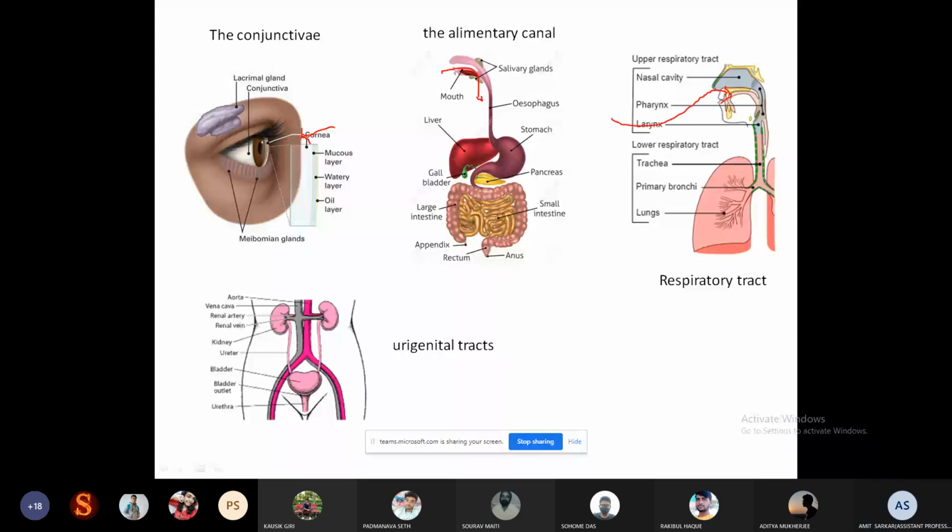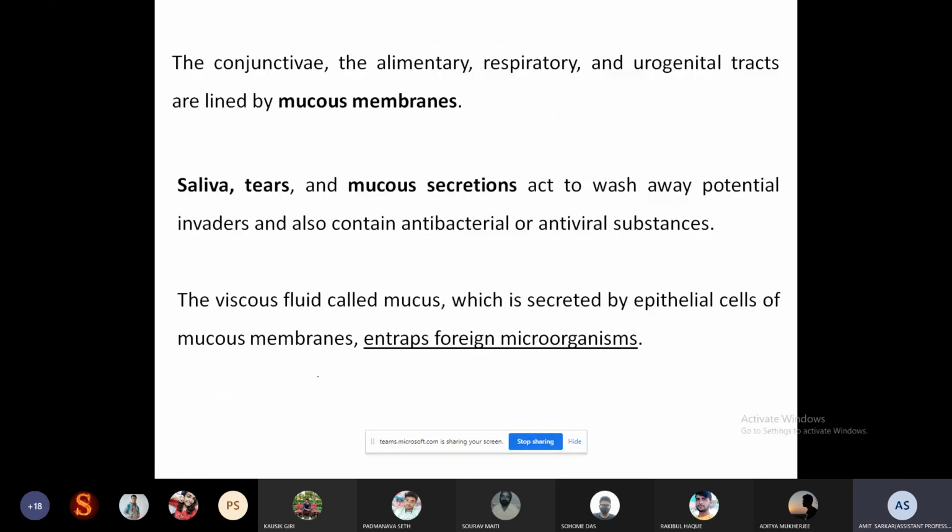The fourth one is the urogenital tract. That tract also has openings, and if there are openings, microbes can also enter through them. So the conjunctiva, the alimentary canal, the respiratory tract, the urogenital tract, all are very vulnerable places through which microbes can enter our body. So what type of protection do we have here? We have the mucous membrane. All these, the conjunctiva, alimentary canal, etc., are lined by mucous membrane.